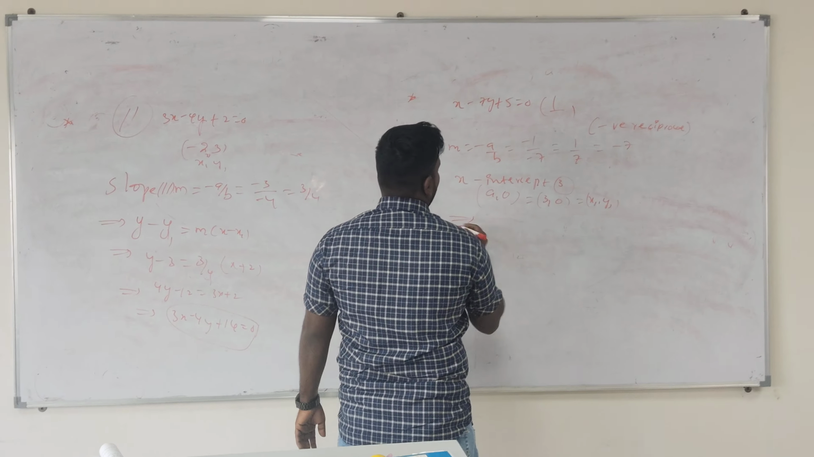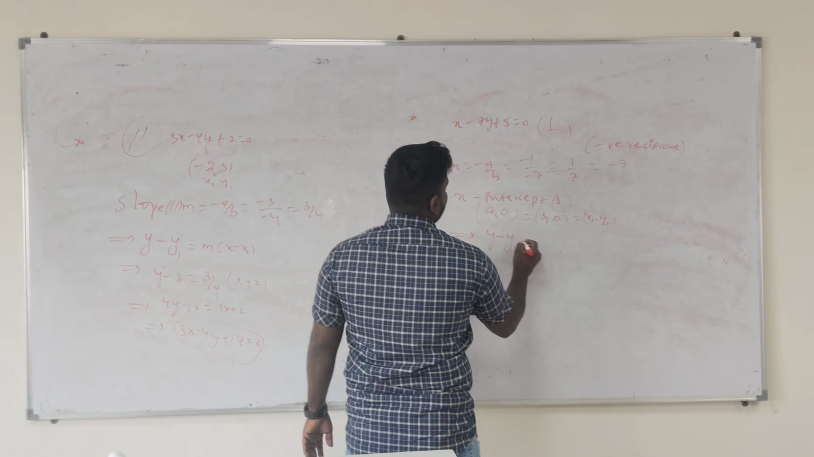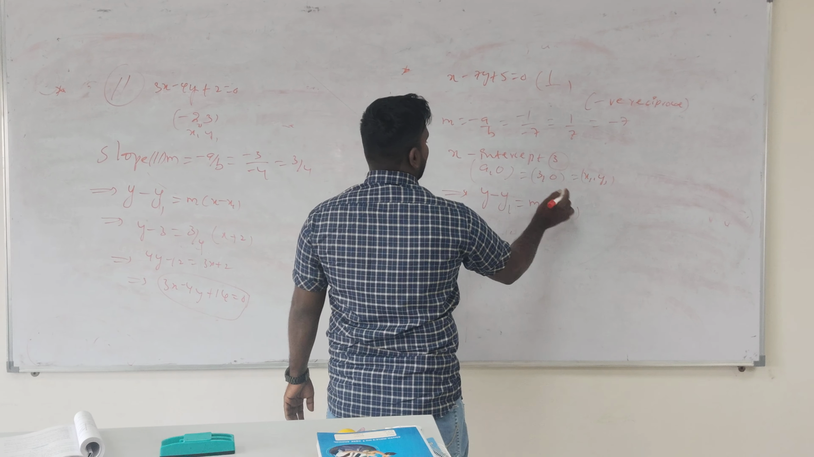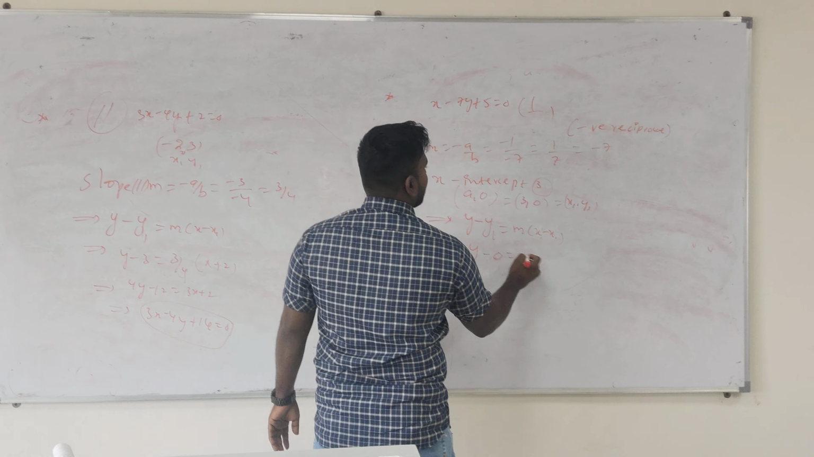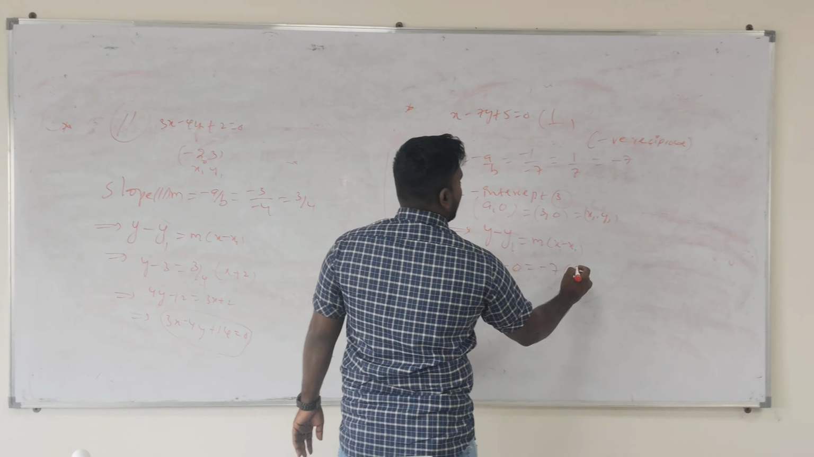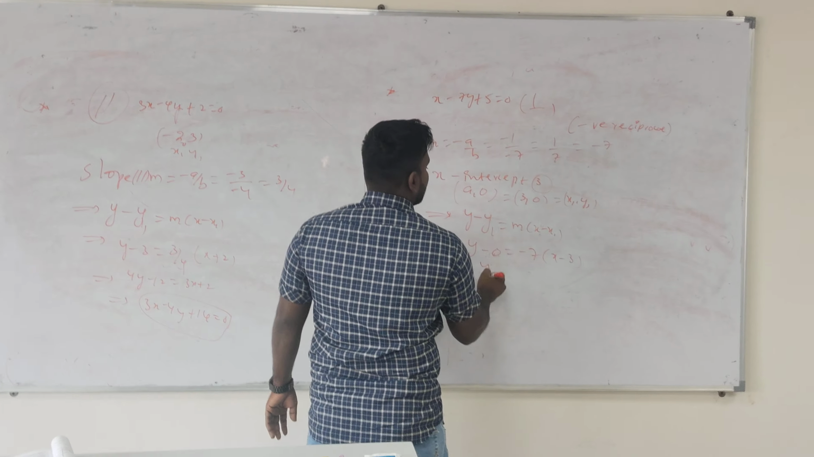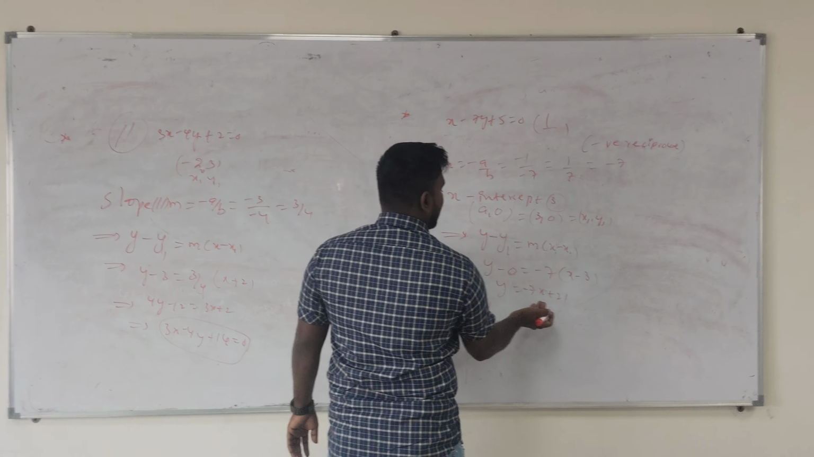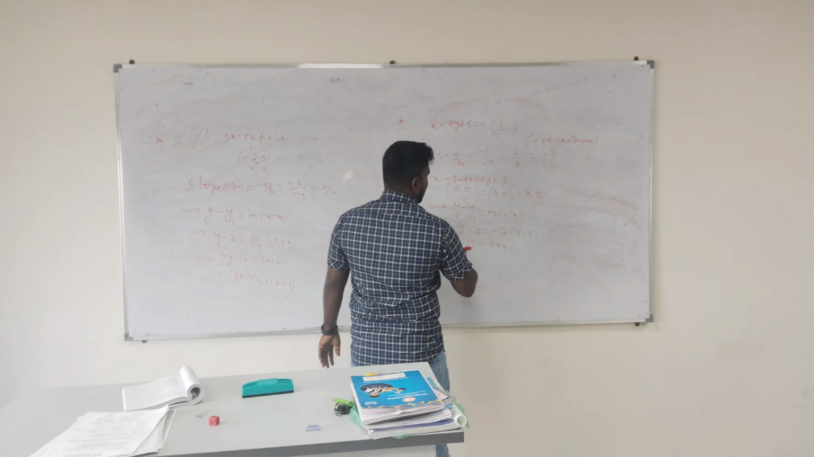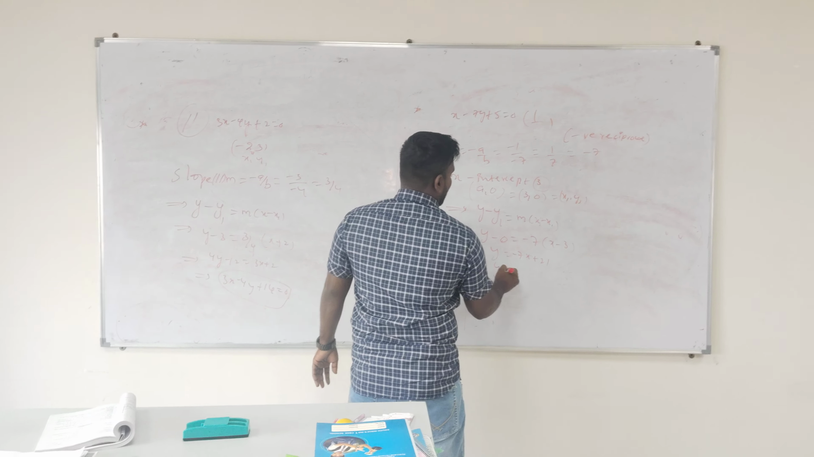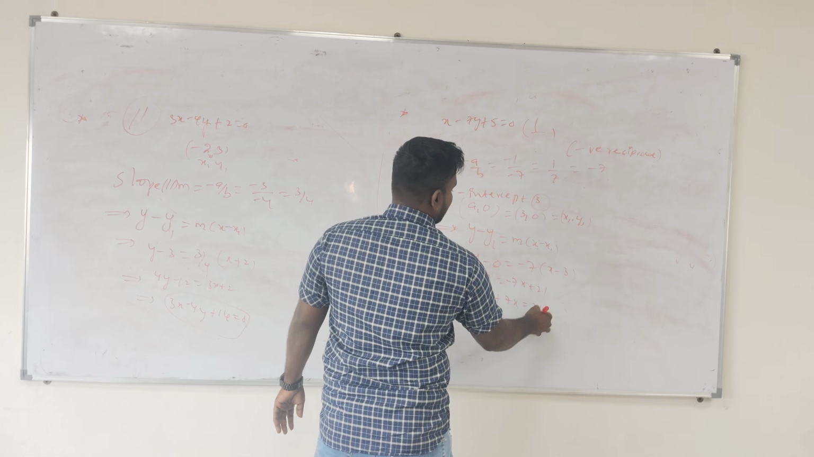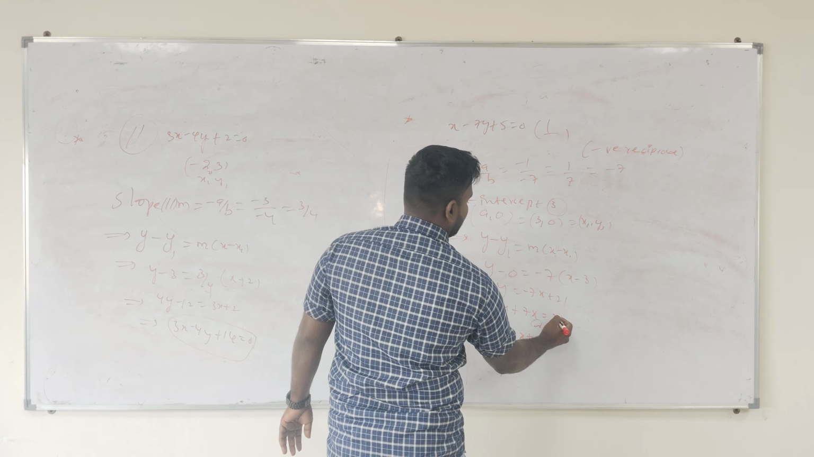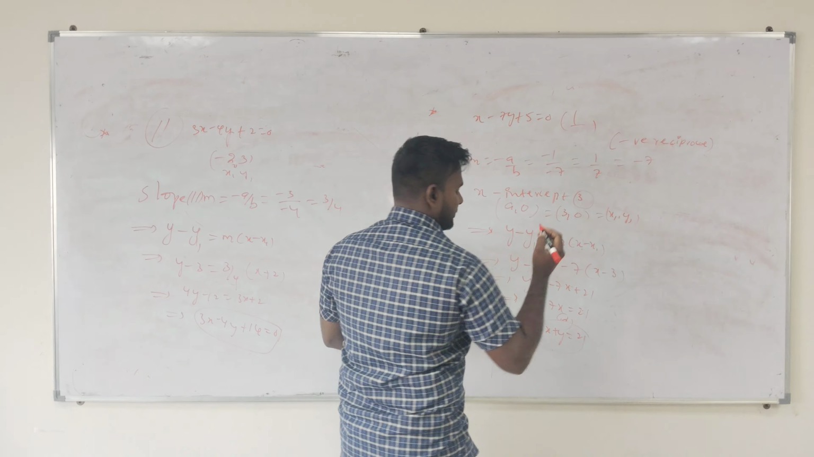So now you know the formula, point-slope form: y minus y1 is equal to m of x minus x1. Just substitute the values here. y minus 0 is equal to minus 7 of x minus 3. That implies y is equal to minus 7x plus 21. Taking minus 7x to the left side, y plus 7x is equal to 21, or 7x plus y is equal to 21.